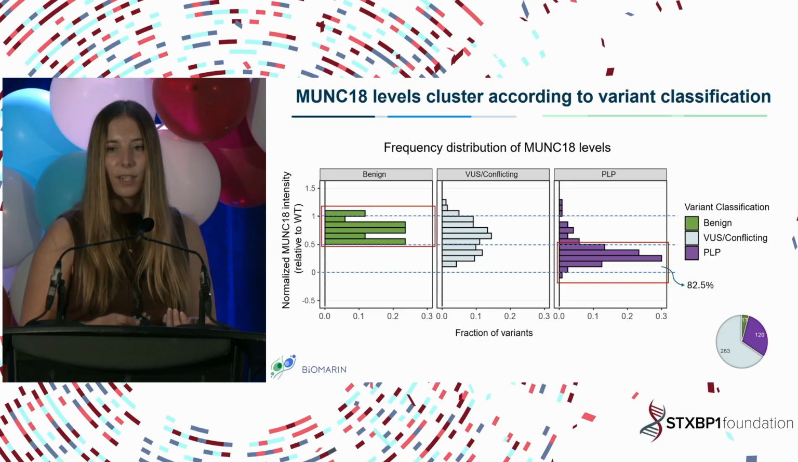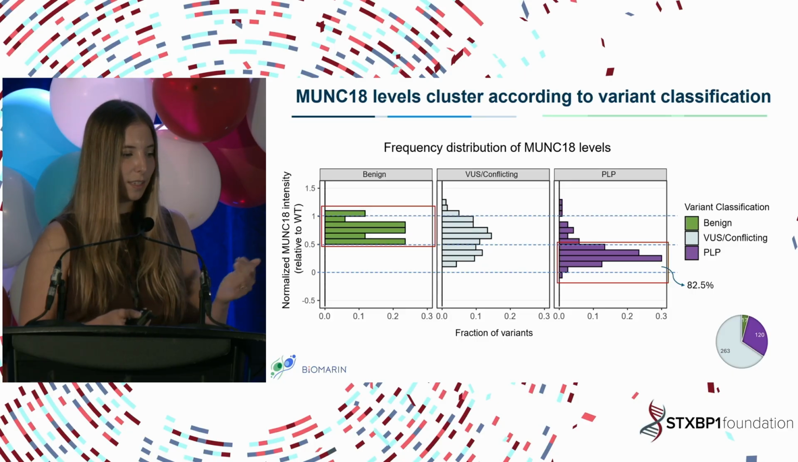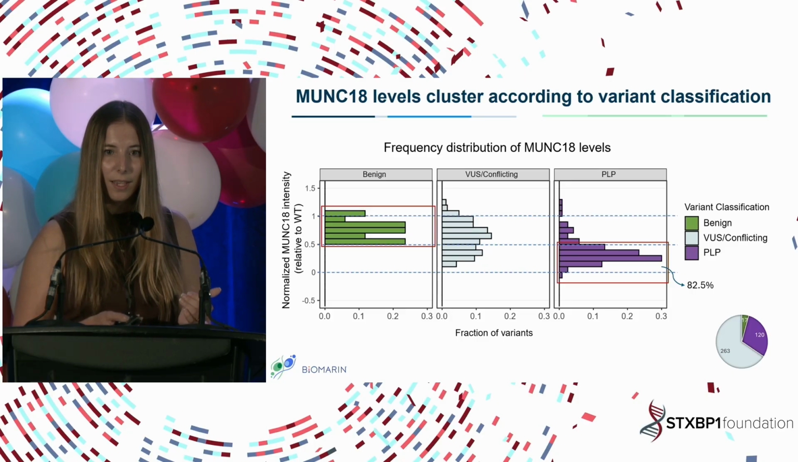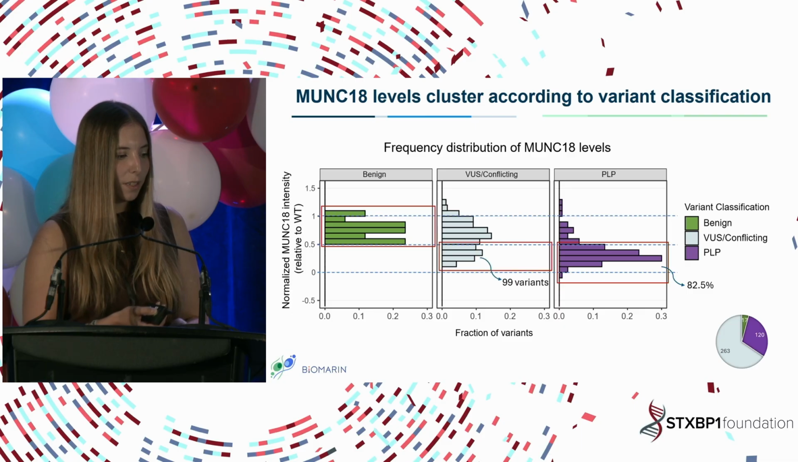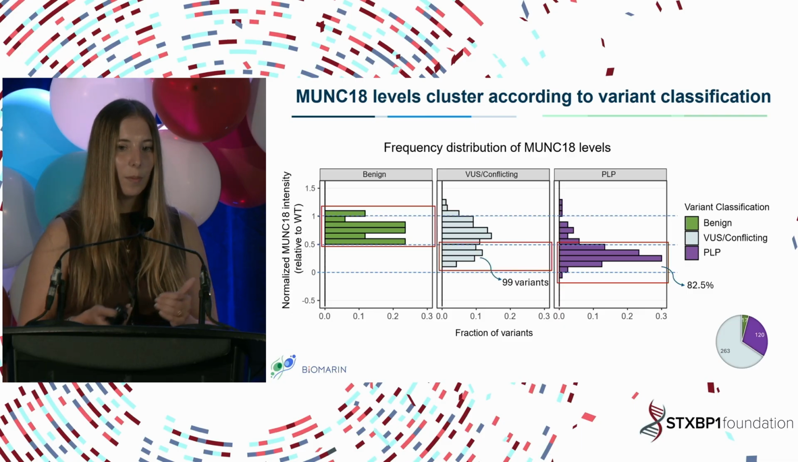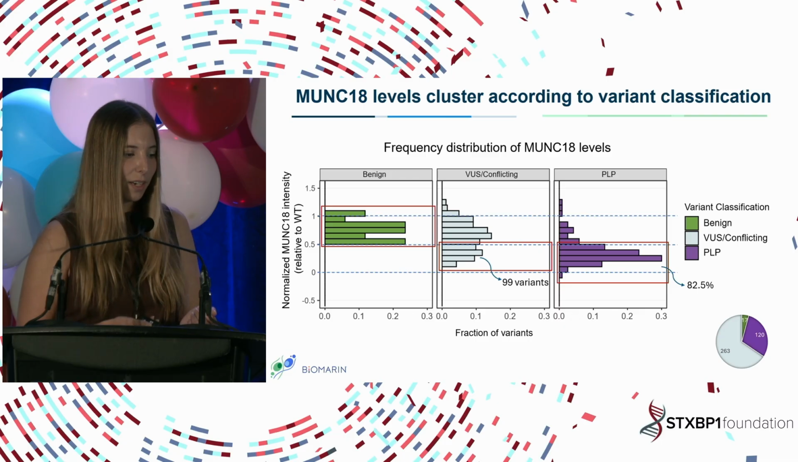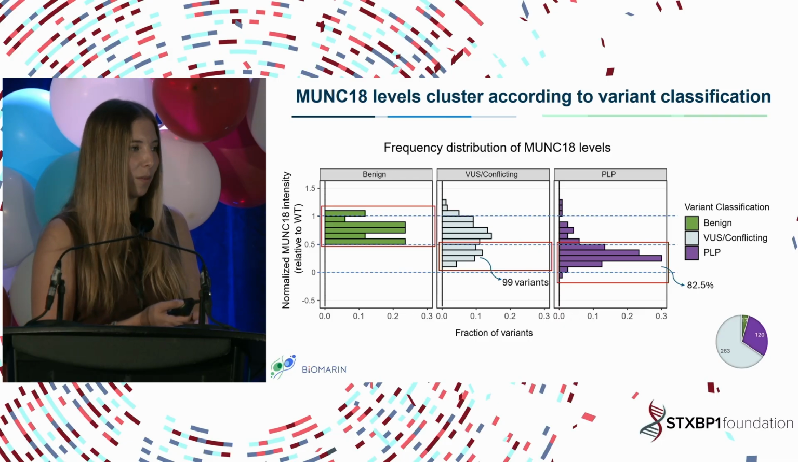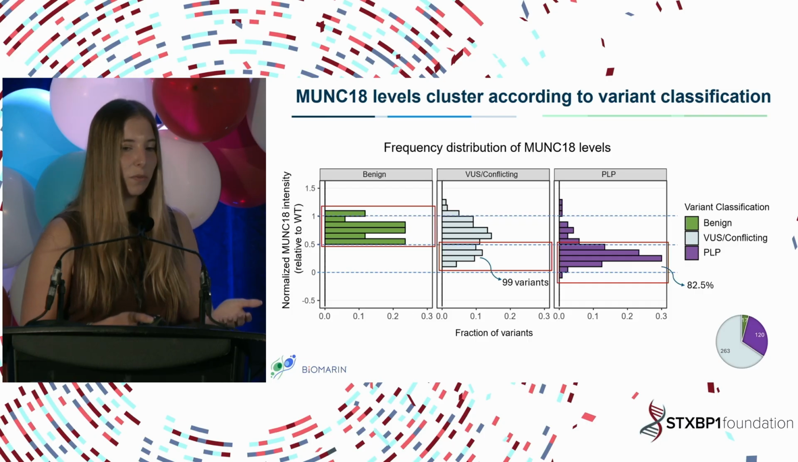And then if we look at VUS conflicting variants, we can see that there's a lot of variability with the levels. But there is this group here that the levels of MONC18 are very similar to the levels in the PLP. This is 99 variants that we can hopefully help reclassify with this assay. And we can hopefully, to some of these patients, give finally a diagnosis.